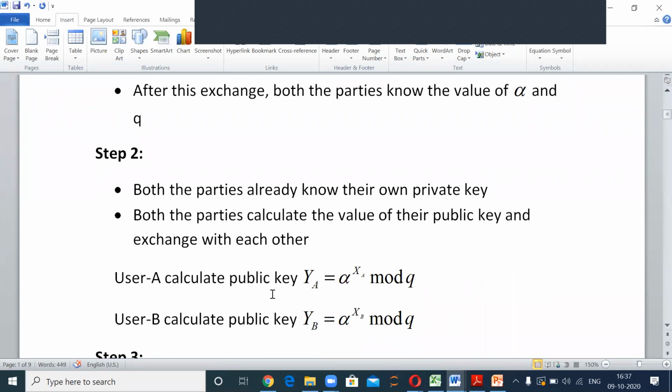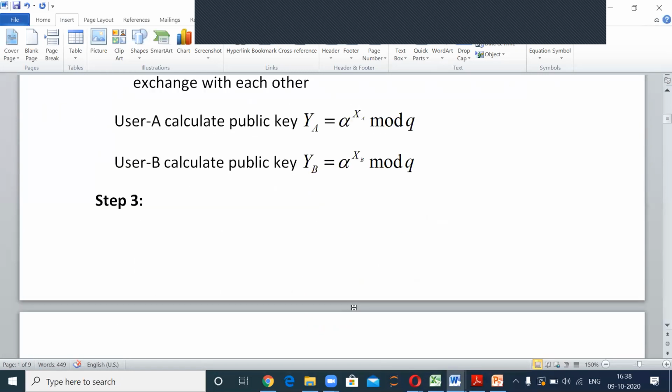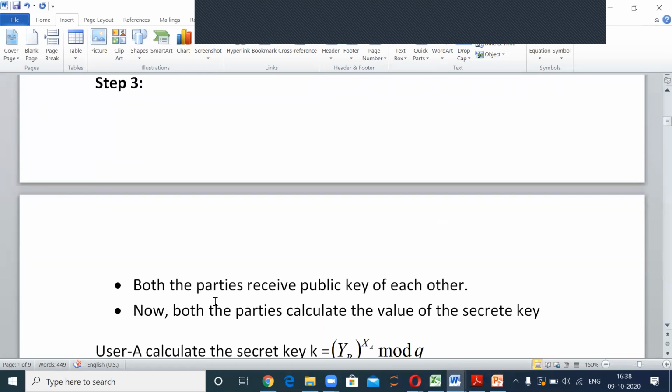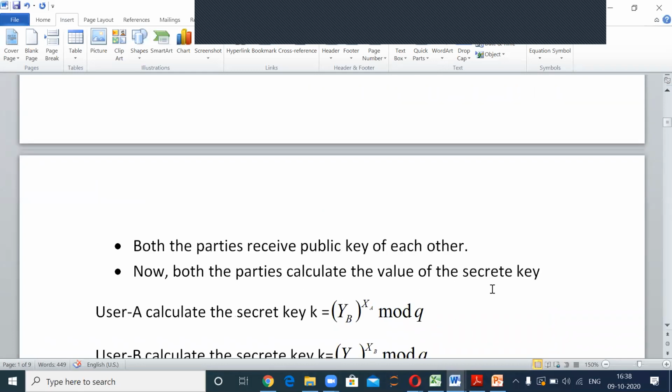User A can calculate his public key by using this formula: YA is equal to alpha, the primitive root, power his private key XA, mod q. And user B calculates his public key: YB is equal to alpha power his private key XB, mod q. This is how to calculate the public keys of user A and user B. After calculating them, the keys are exchanged. Next, in the third step, both parties receive the public key of each other. Now both parties can calculate the secret key.